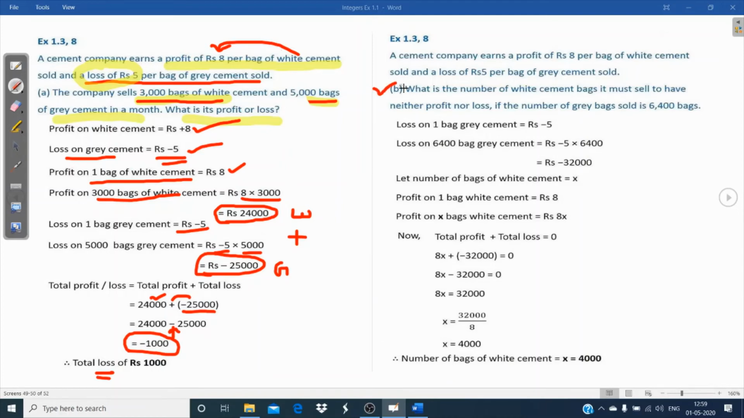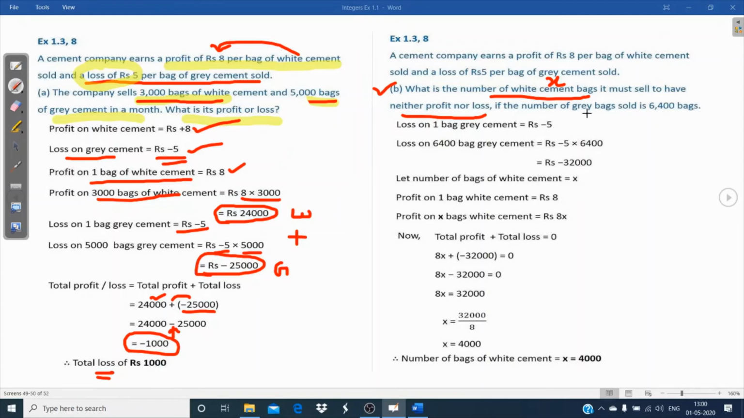Similarly in part B, what is the number of white cement bags it must sell to have neither profit nor loss? So how many white cement bags are they asking? Let it be X. You have to find out how many bags of white cement you need to sell so that you get neither profit nor loss.